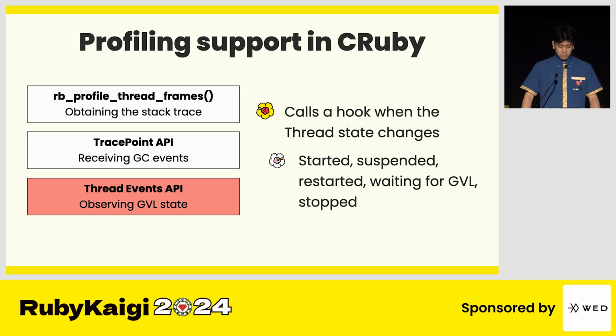Finally, for the thread events API, we use it to observe the state of the GVL. The thread events API calls a hook when the thread state changes. So if we have a thread and it releases the GVL, it notifies the profiler through a hook. In this way, we can collect a lot of information about Ruby.